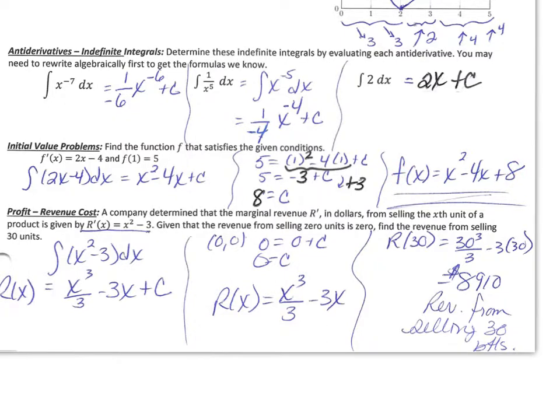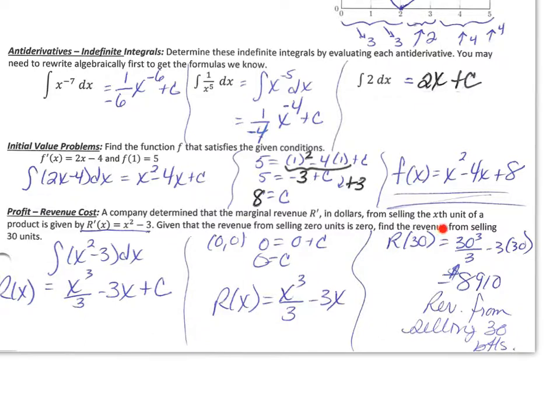Now, profit, revenue, and cost. This is an application problem. So a company determined the marginal revenue. Remember, that's a new term. Marginal revenue is just the change in revenue, which is the derivative. That's why it's written as R prime, from selling the x-th unit of a product. They give you the derivative. They also say, given the revenue from selling 0 products is 0, find the revenue from selling 30.